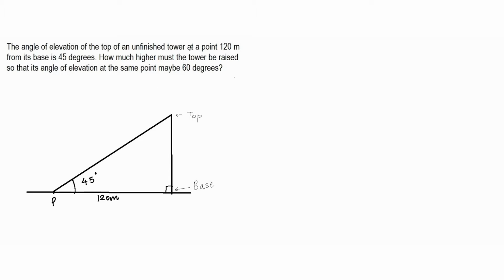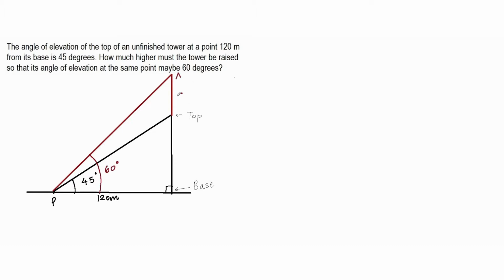How much higher must the tower be raised? So this tower needs to be raised. The question is, by how much does it need to be raised? That is, we want to find the length of this vertical line. How much higher should it be raised so that its angle of elevation becomes, from the same point, 60 degrees. That is, this complete angle is 60 degrees.